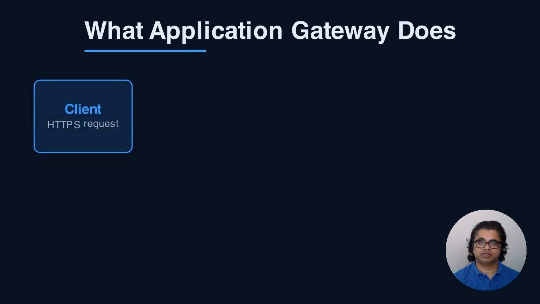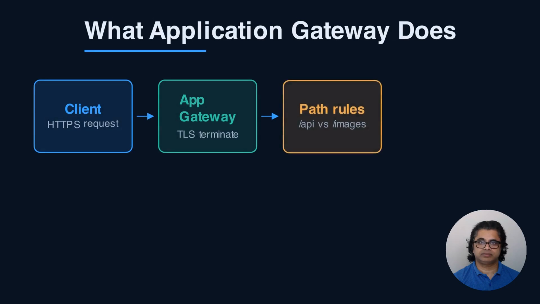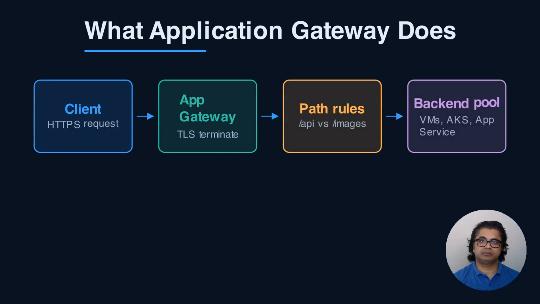Application Gateway is a regional layer 7 load balancer that lives inside your virtual network. It terminates TLS, then routes requests to backend pools based on URL path or host header. So one public endpoint can send /API to one pool and /images to another.